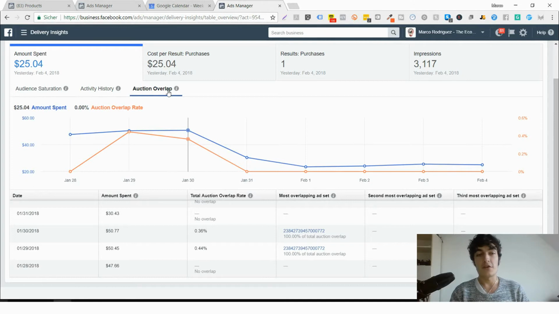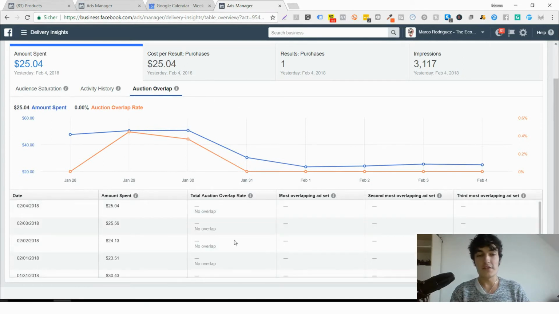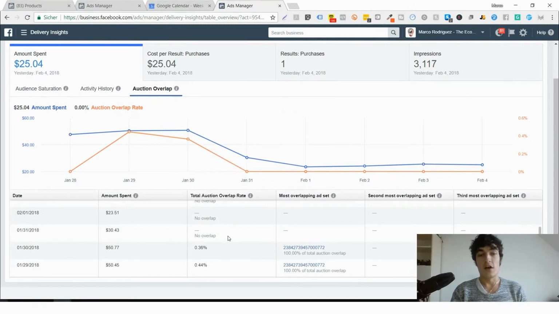Take a look at your auction overlap on a regular basis. If you see that the overlap is really, really high, make sure that you change your targeting. That will definitely help to reduce the problem. Make sure that you probably consolidate certain ad sets. So instead of using 5 very similar ones, combine them into one bigger ad set, and you will definitely avoid this first problem already.